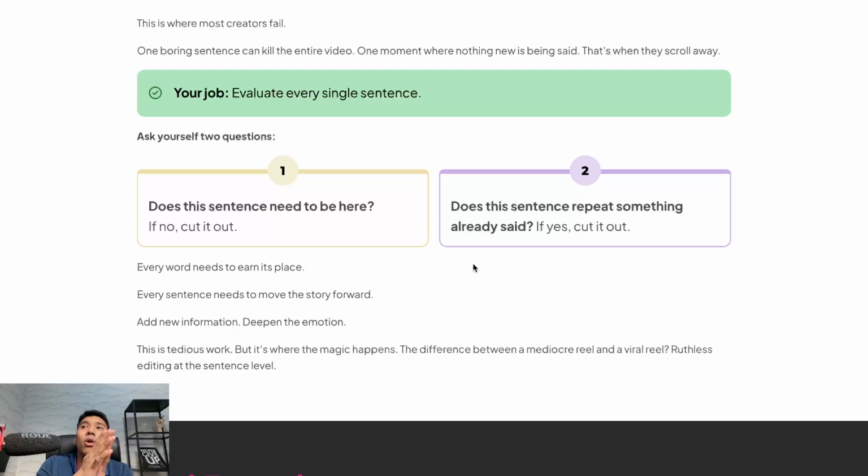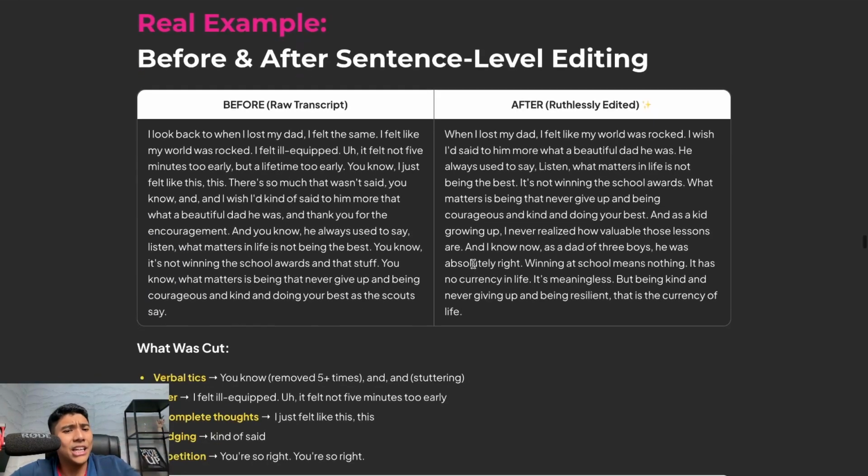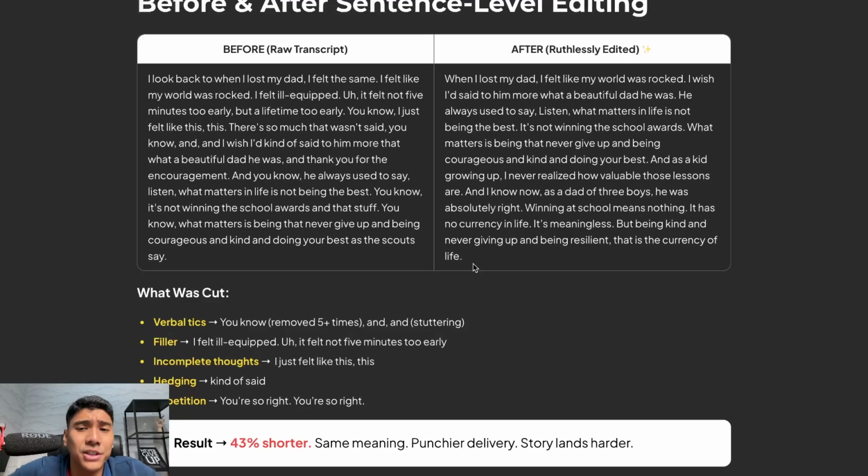The shorter, the more your content has brevity, the more likely it's going to perform well. Okay, so every word needs to earn its place, and every sentence needs to actually contribute something to the video, right? Adding new information, deepening the emotion, setting the context, making it more dramatic. It's tedious work, and AI still cannot replace this. So you need to go in and make your content as short and concise as possible, while still keeping the sentences intact that actually contribute to the video going viral. Okay, so here's a real example that I did before and after sentence level editing.